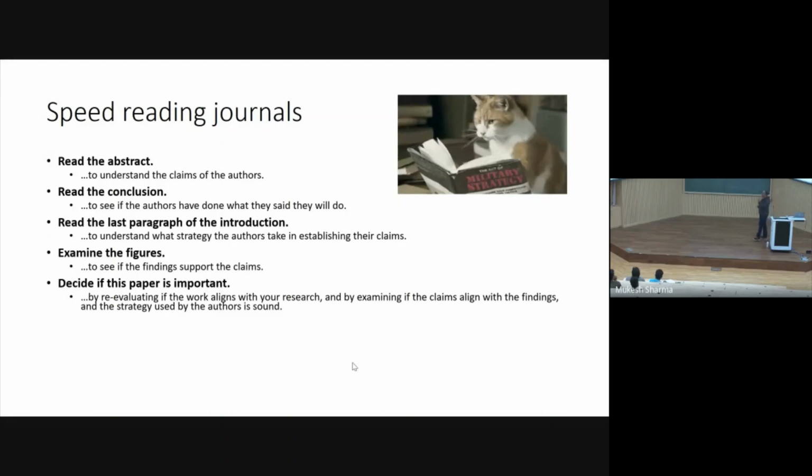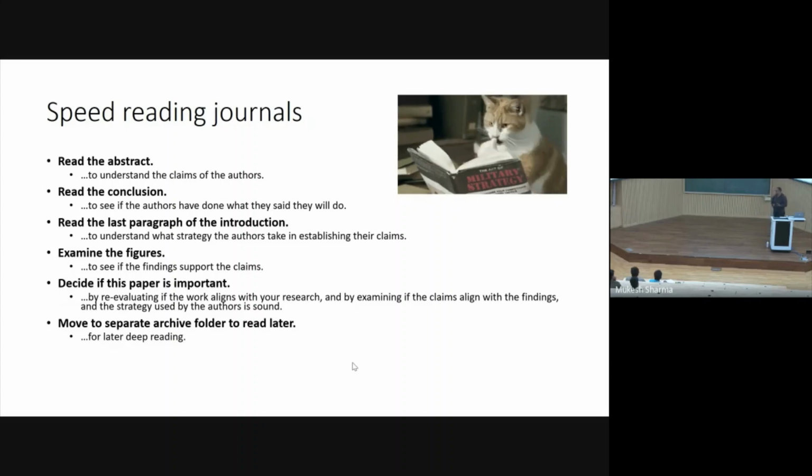Now you have to decide if this paper is important. This is where your thinking comes in. First of all, you see that, okay, this is a good paper. The next level of snowball is, if this paper is important to you, you have to reevaluate if the work aligns with your research, if the claims align with the findings, and if the strategy used by the authors is sound. This is more advanced stuff. What I'm basically trying to say is, if you get a paper, try to think how you would be doing the same thing. If it doesn't fit, maybe there is something not quite right, or maybe you don't understand the concept. That means you have to think a bit more. Then move it to a separate archive folder to read later. This is for later deep reading. Deep reading is a completely different ball game altogether. I'm talking about speed reading. And repeat for the next journal. So you keep on doing it.